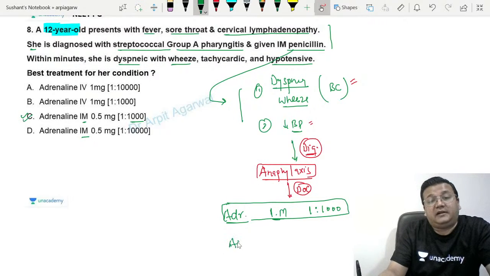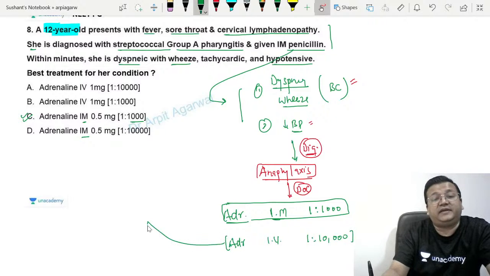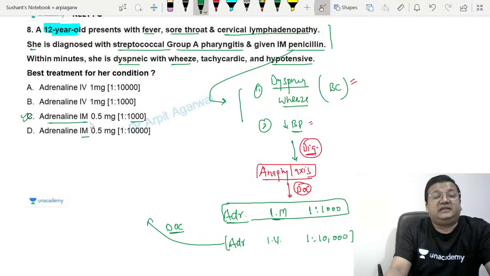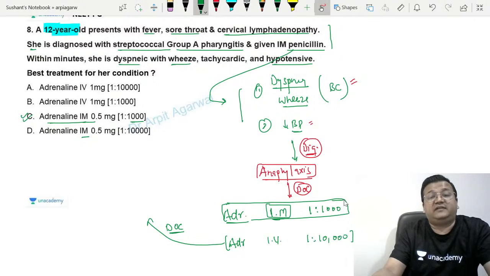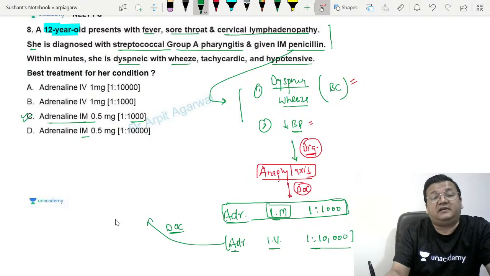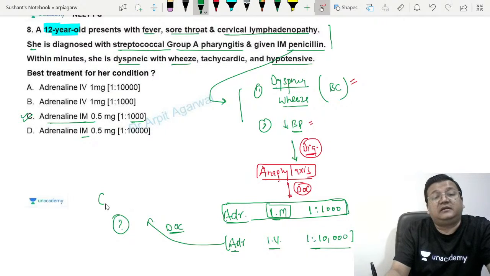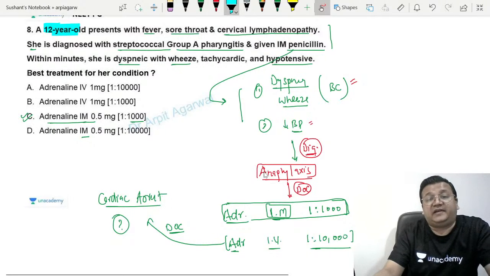Now you tell me, adrenaline IV 1:10,000, where is it given? In which condition will you give adrenaline IV 1:10,000? Cardiac arrest, not in anaphylaxis. We give this in cardiac arrest. So the answer here is C, the drug of choice: IM 1:1000 in anaphylactic shock.